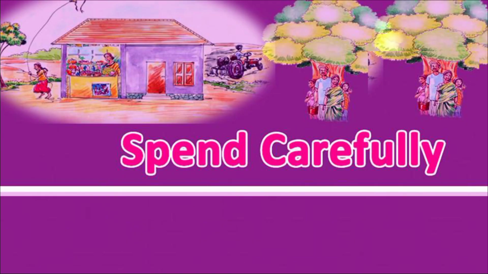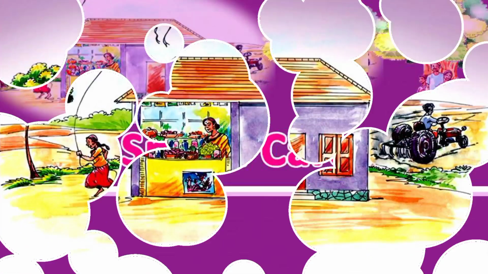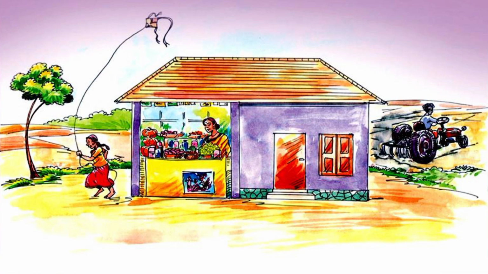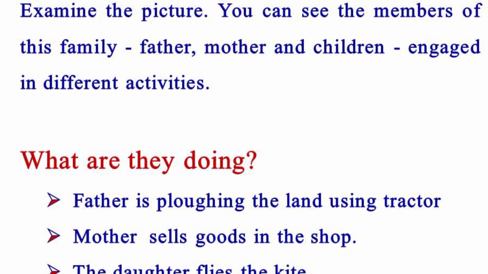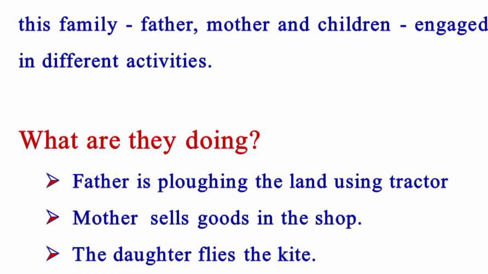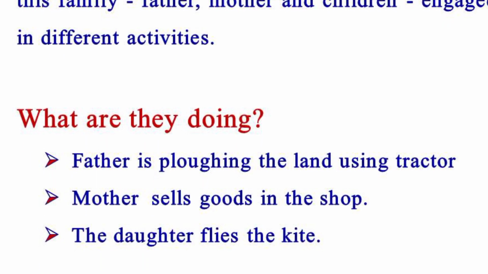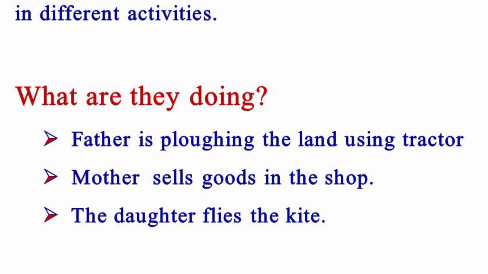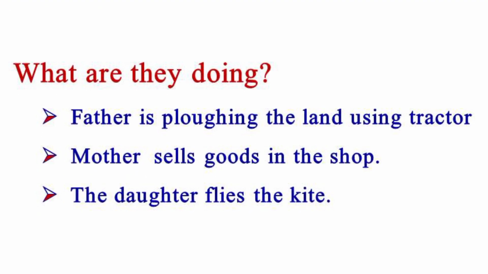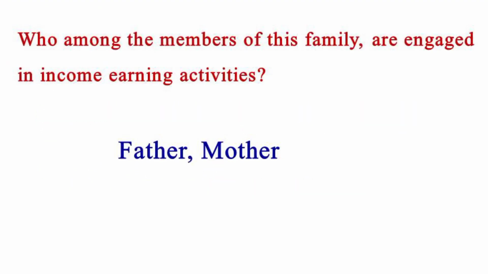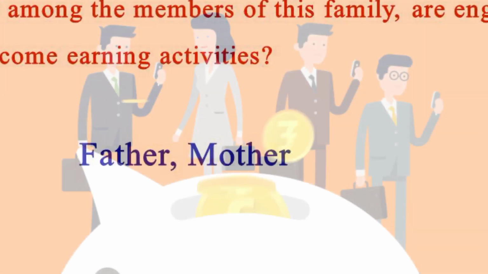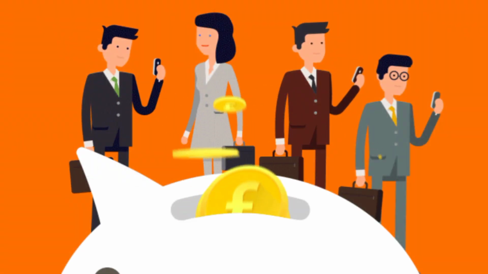Spend carefully. Examine the picture. You can see the members of this family: father, mother and children engaged in different activities. What are they doing? Father is plowing the land using a tractor. Mother sells goods in the shop. The daughter flies the kite. Who among the members of this family are engaged in income earning activities? Father, mother. The family gets income by doing such different activities.